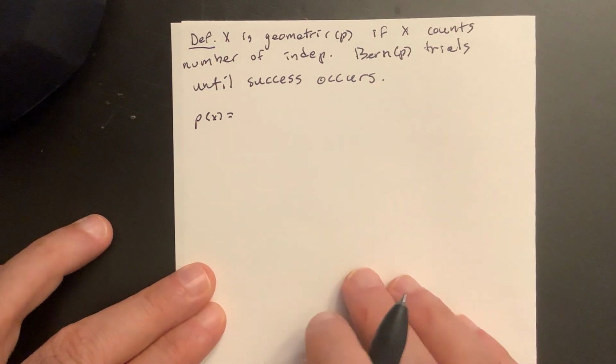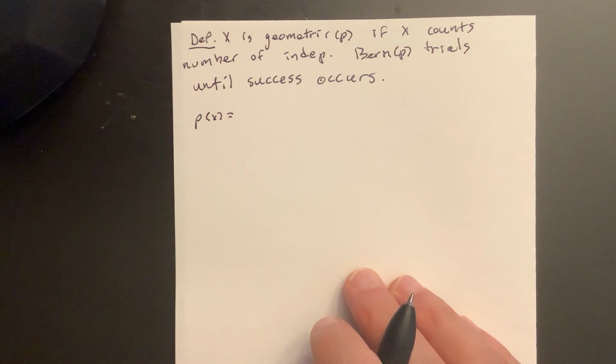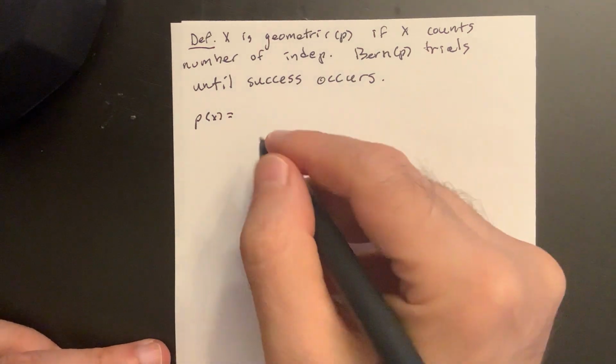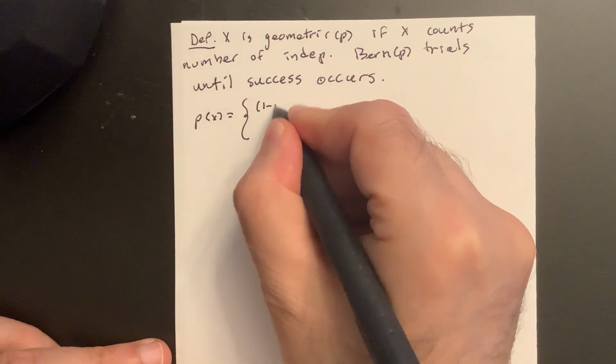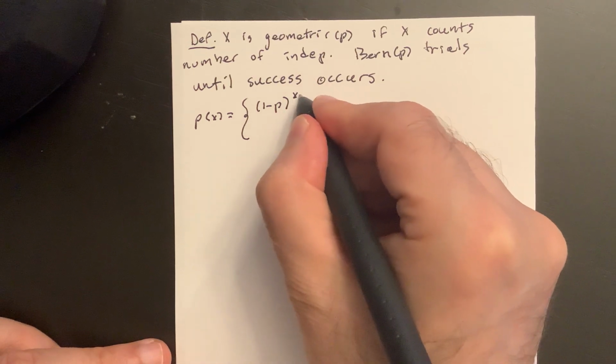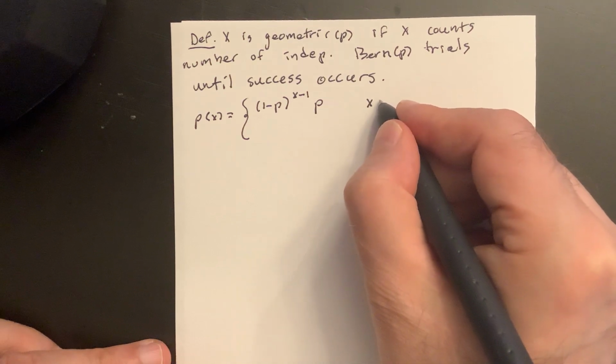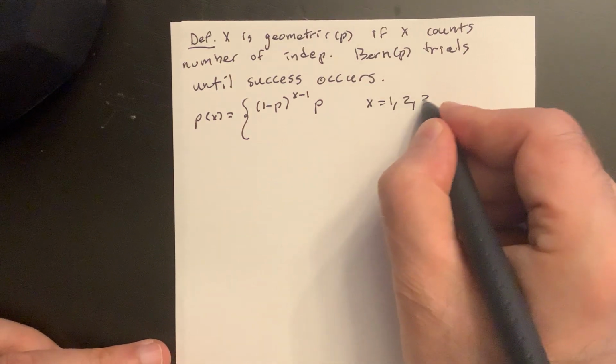P of x is then equal to, well, if it counts the number of trials and we're just waiting on a success, then the probability that X is equal to little x will be the probability that there were little x minus 1 failures and then finally a success. And there's only one way that can happen. You have to have fail, fail, fail, fail, success, say. So this is just equal to little x minus 1 failures, and then I get a success. And this is for x equal 1, 2, and so on, right? It's got to be at least 1.